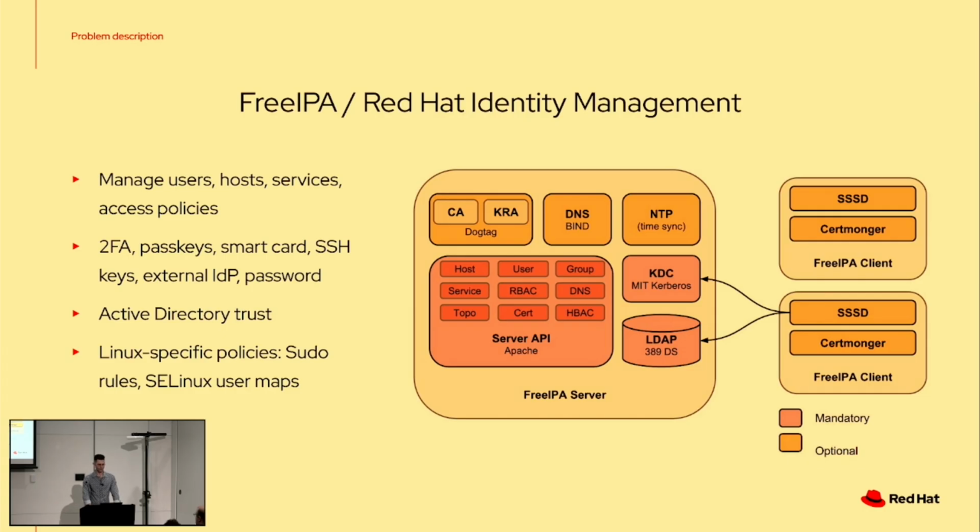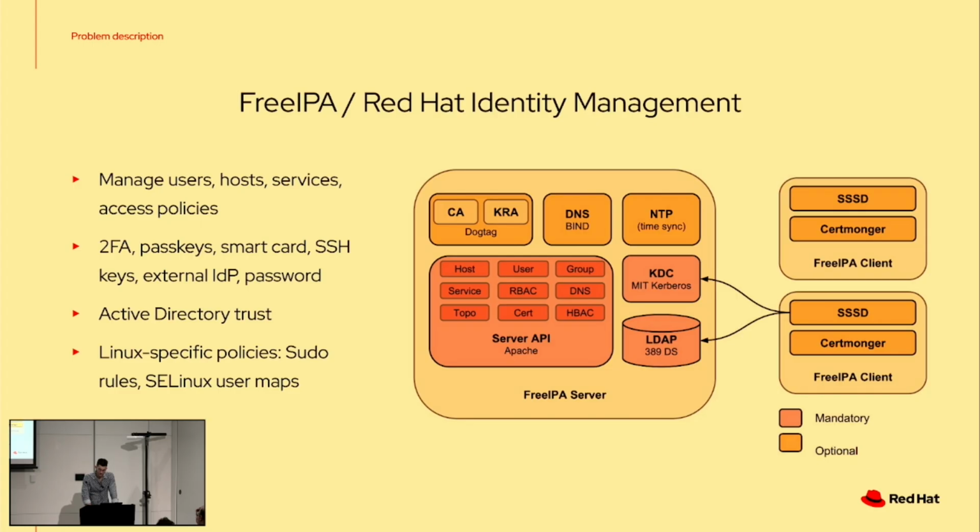We support cross-realm trusts with Active Directory, so that if you have a Unix or Linux environment managed by FreeIPA, users in your corporate identity management, if that's Active Directory, can access those services. You establish a trust between these two domains. And as we're managing Linux systems, we also can define access policies for Linux-specific technologies like sudo and SELinux contexts.